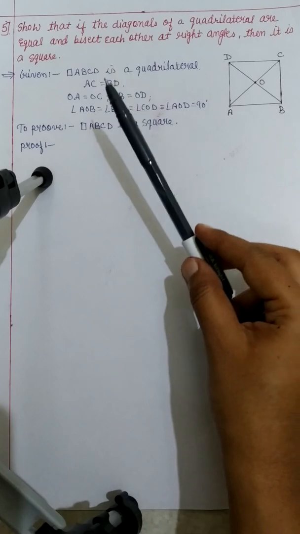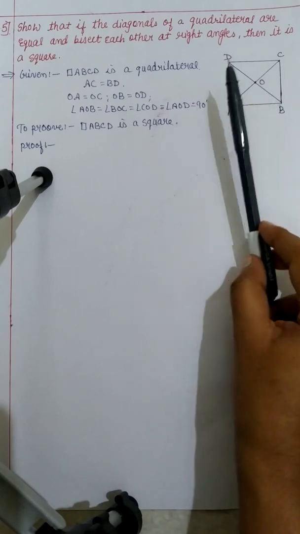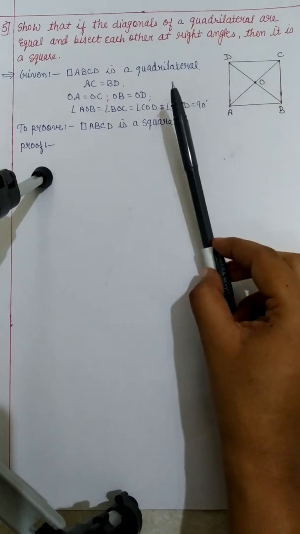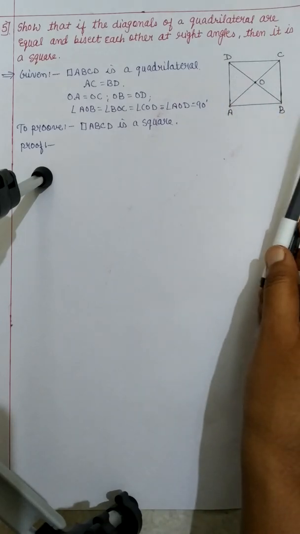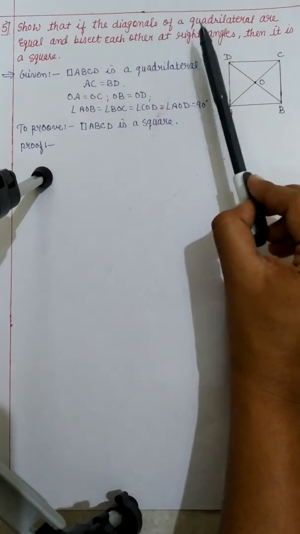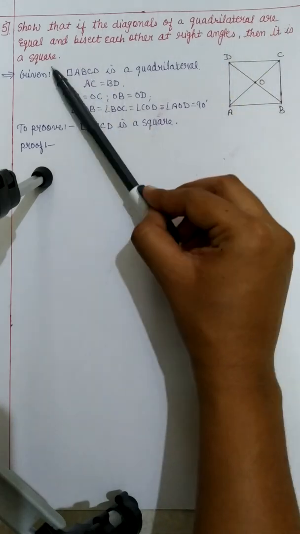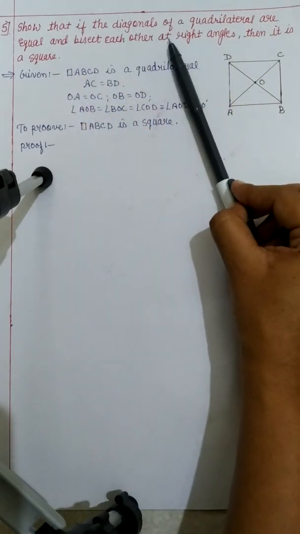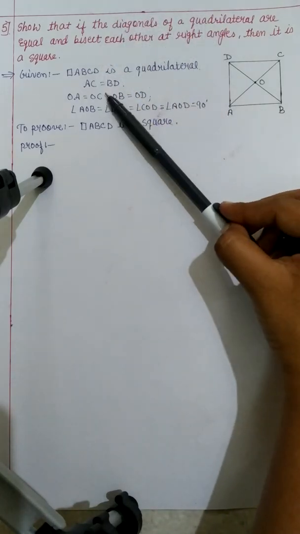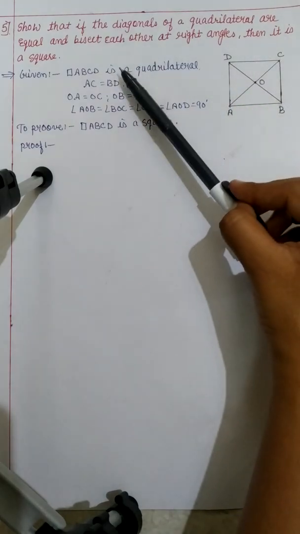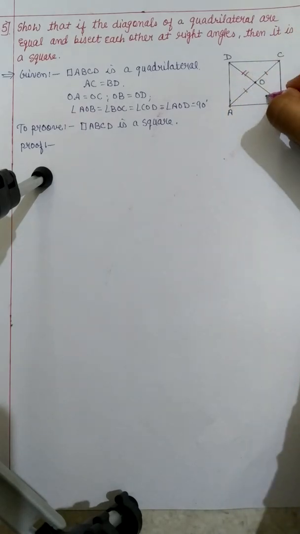But there is a vast difference between these two, and that is rhombus and square. Yes, it is true that we need to show all the sides as equal, but in a square we also need to prove that all the angles are 90 degrees each, isn't it? So let's focus on the given: diagonals of a quadrilateral are equal and bisect each other at right angles. Mention the name of the figure as quadrilateral. Diagonals are equal, so AC equals BD. Bisecting each other means OA equals OC and OD equals OB.